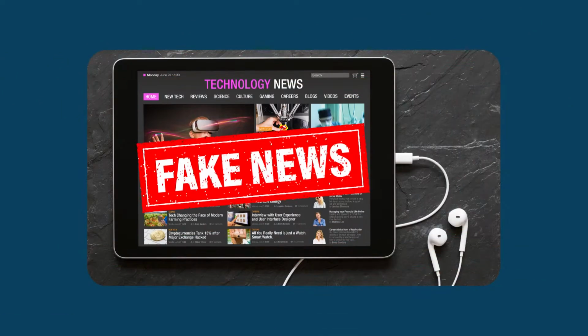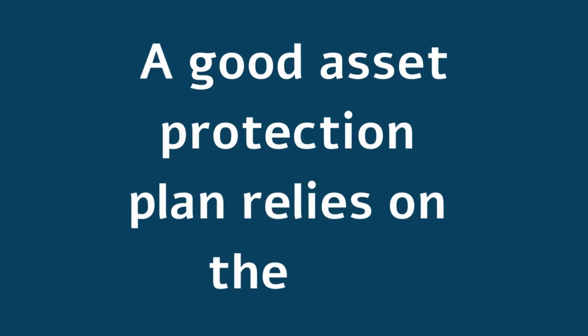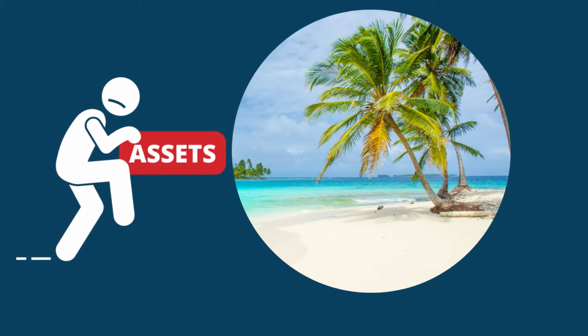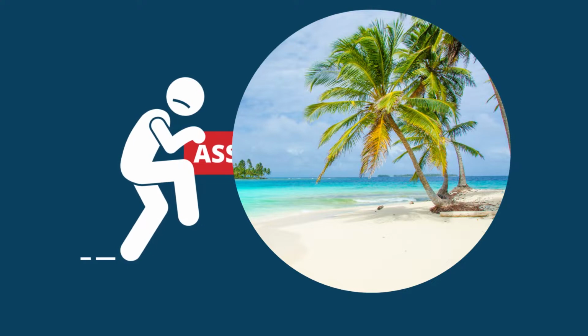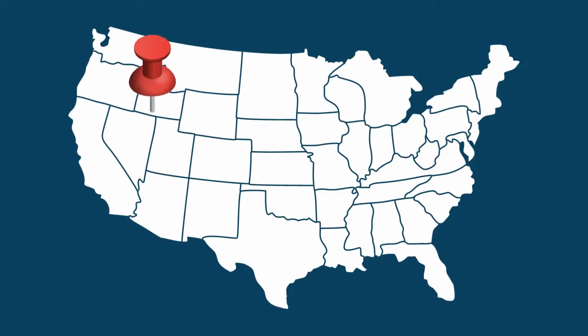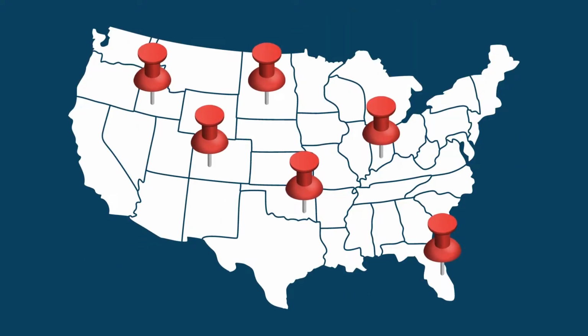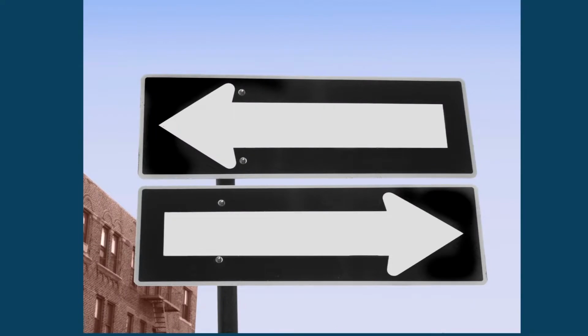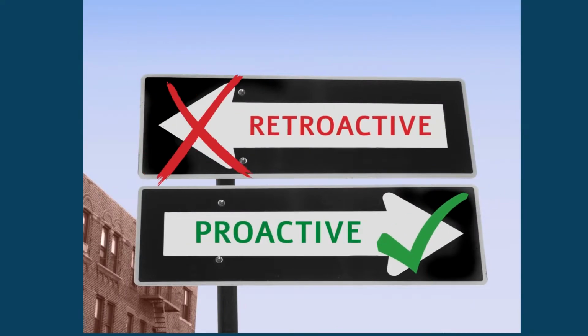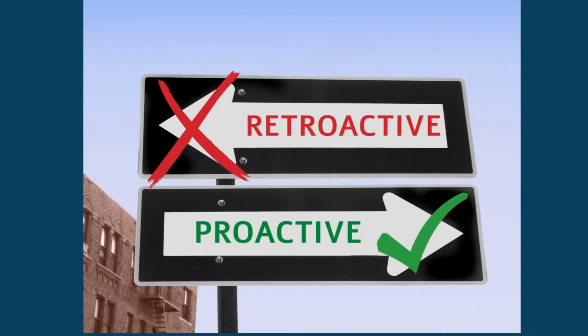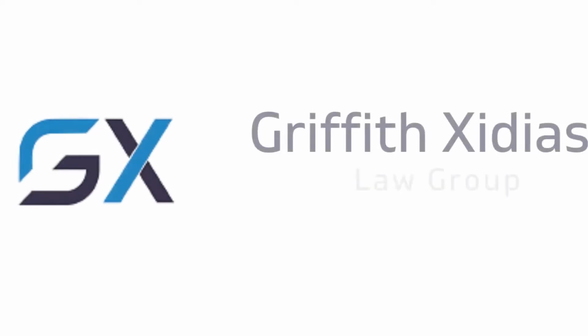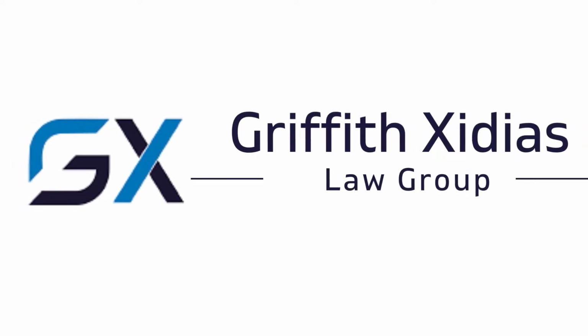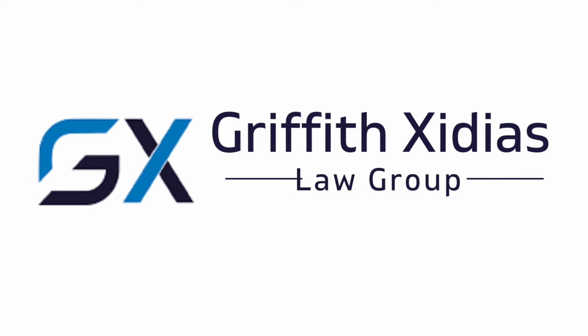And don't be fooled by bad advice on the internet. A good asset protection plan relies on the law and is not based on gimmicks, like hiding assets in a Caribbean island bank account or forming multiple entities in different states. Asset protection is proactive and rarely works retroactively to avoid liabilities that have already risen. So plan ahead to protect your assets from tomorrow's liability risks.